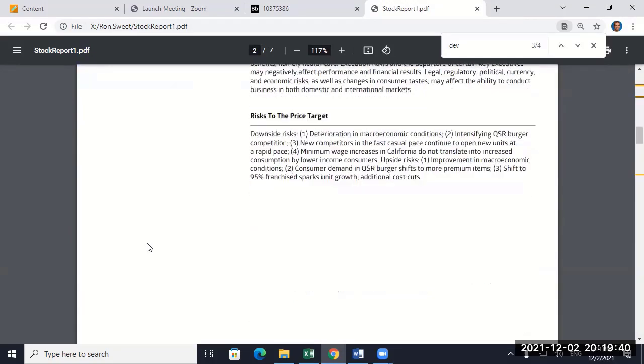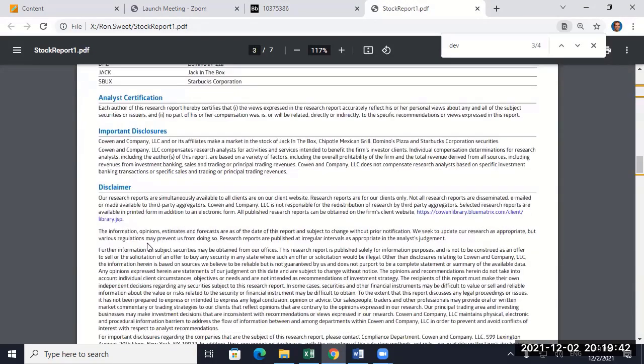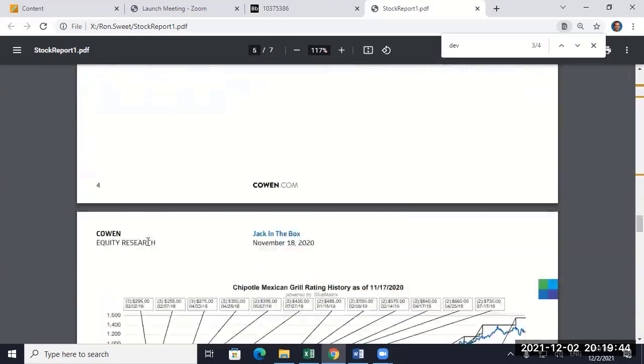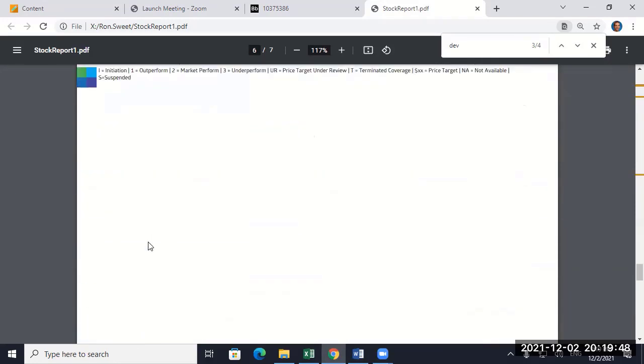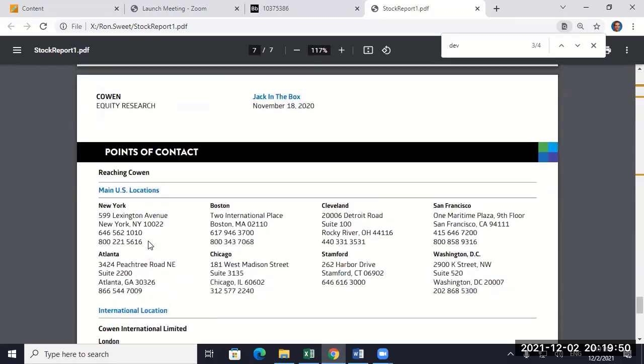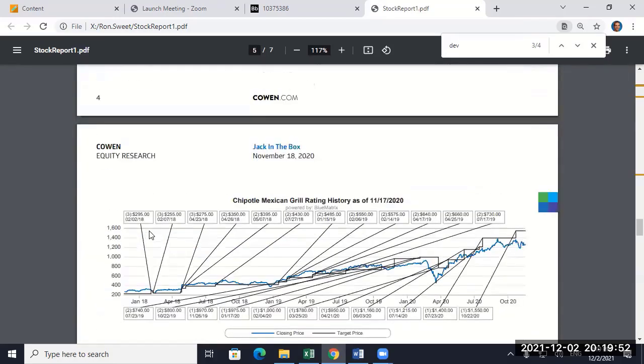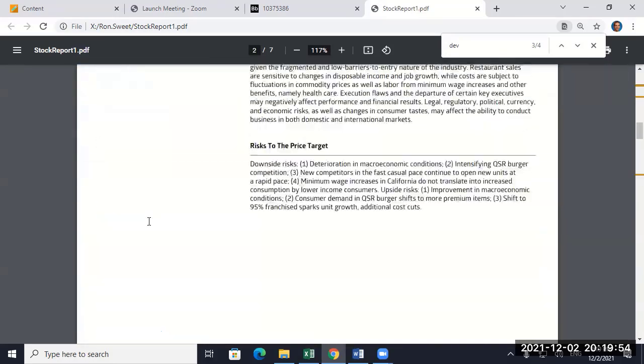Evaluation methodology, how to value restaurants. And the rest of it's just boilerplate kind of stuff. Right, so you want to try to get as much as you can.